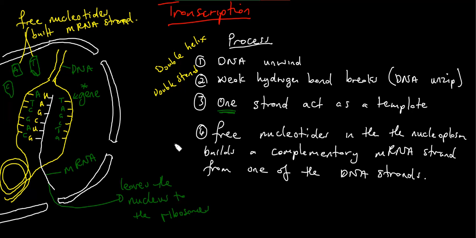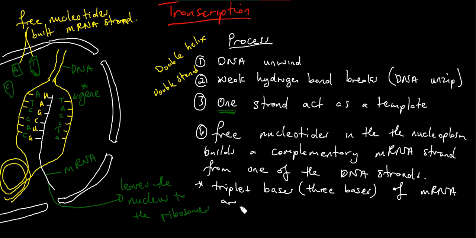And again, something that you need to understand here: the bases are arranged as triplet bases. There are three bases of messenger RNA, and they are called codon bases.